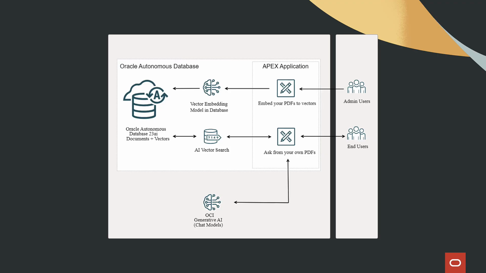Then we'll vectorize the document contents using these models and store the vectors in a column with the new vector data type. End users can then ask questions using natural language, and the final answer is generated using an LLM in the GenAI service. All of this happens securely inside the Oracle database and Oracle Cloud Infrastructure, without any data or document text ever leaving the customer's own tenancy.